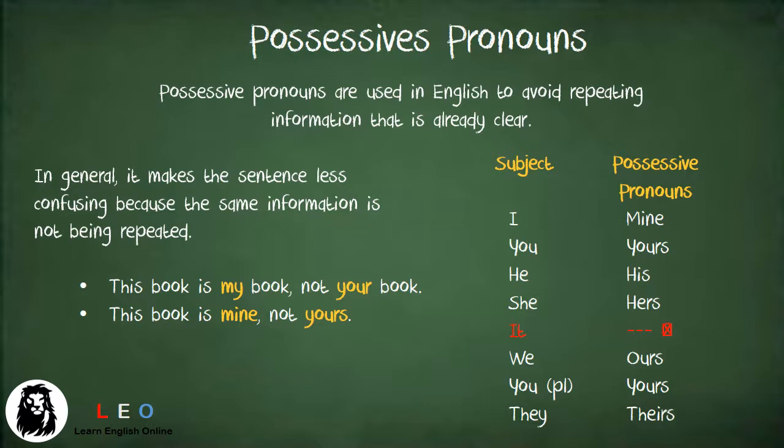When the subject is we, the possessive pronoun is ours, in plural. When the subject is you, the possessive pronoun is yours. When the subject is they, the possessive pronoun is theirs. We avoid using the possessive pronoun "it's" because it's much more common to use it as a possessive determiner, which we are going to study right away.